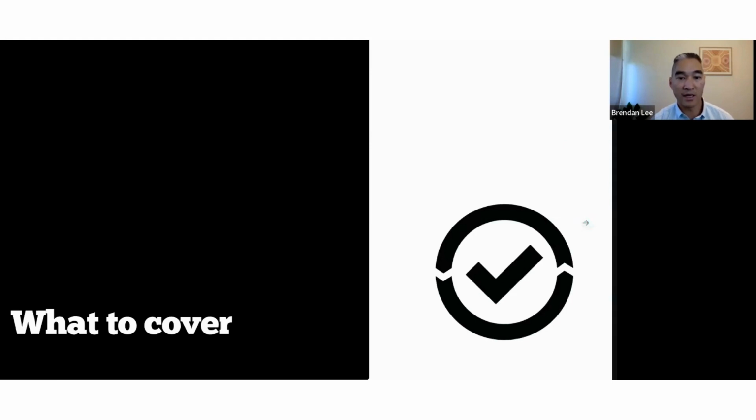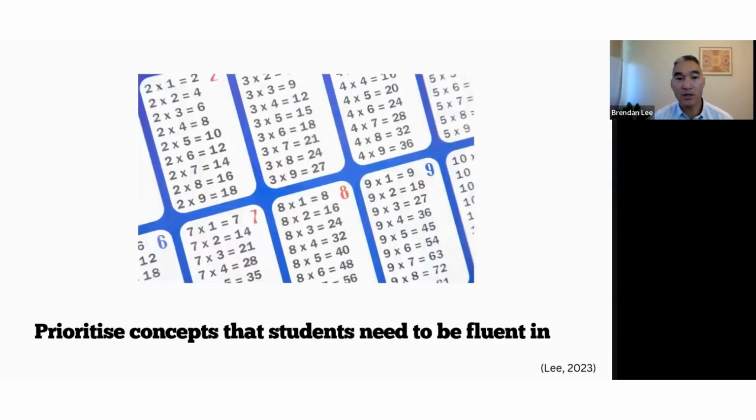So what do we want to cover in a daily review? In an ideal world, our students remember absolutely everything that we teach them, but we don't have enough time for that, and it's also not a valuable use of our time if we're constantly going over previously learnt concepts. Not all of that information needs to be recalled quickly, efficiently and effectively all the time. And so we need to prioritize those concepts that students need to be fluent in.